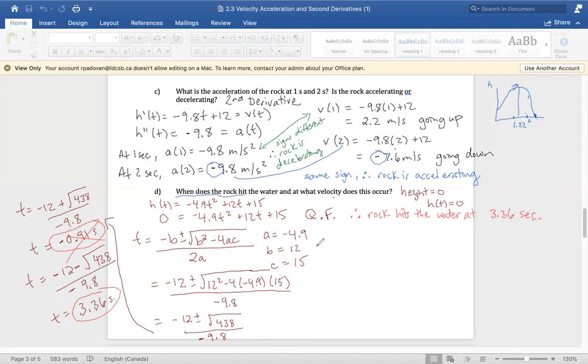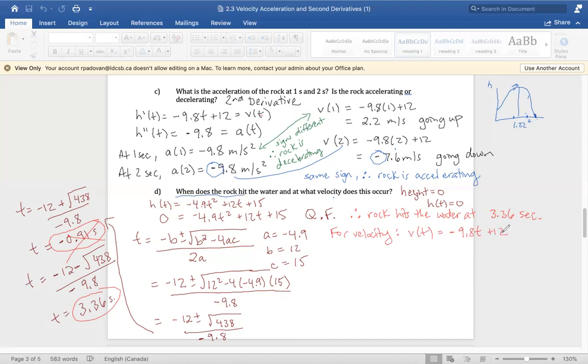But we need to find the velocity. At what velocity does this occur? Kind of what speed is the rock going at when it hits the water? How fast is it going? And it's also going to tell us the direction of it, right? So for velocity, any idea what to do here? Do we have our velocity function? That's our first derivative, right? Velocity, let's just write that down then. Our velocity function is negative 9.8 t plus 12.